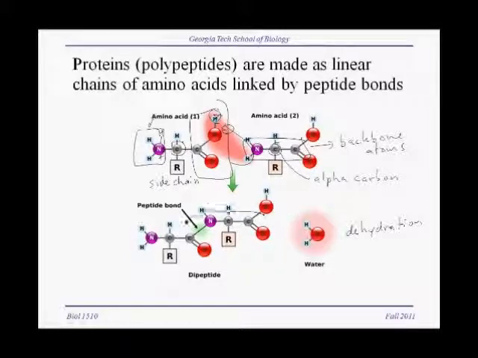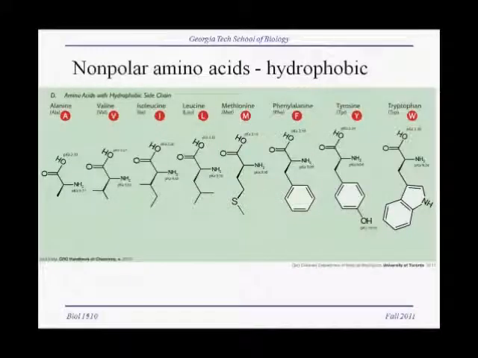So a polypeptide chain then has a backbone, so-called, that consists of these backbone atoms. So that's our peptide backbone. And then each of these amino acids has its own side group hanging off the side. So here are the amino acids with different side groups.